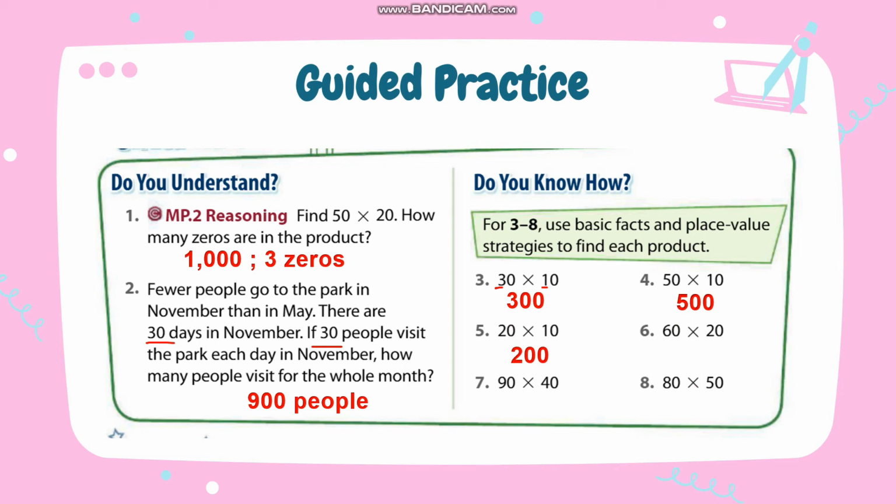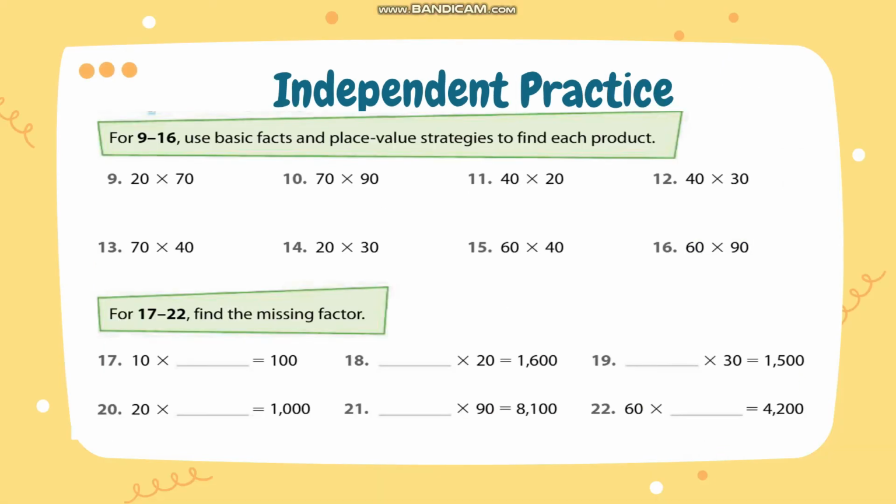So 200. 60 multiplied by 20. The basic fact is 6 multiplied by 2 is 12. Then you have 2 zeros. 12 hundreds or 1,200. 90 multiplied by 40, 9 multiplied by 4 is 36. Then you have two zeros. The answer is 3,600. Then 80 multiplied by 50, 8 times 5 is 40. Then you have two zeros. The answer is 4,000. Now it's your turn. Pause the video and answer the question.